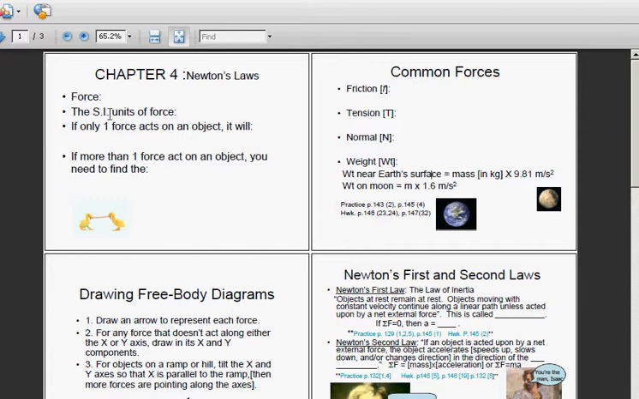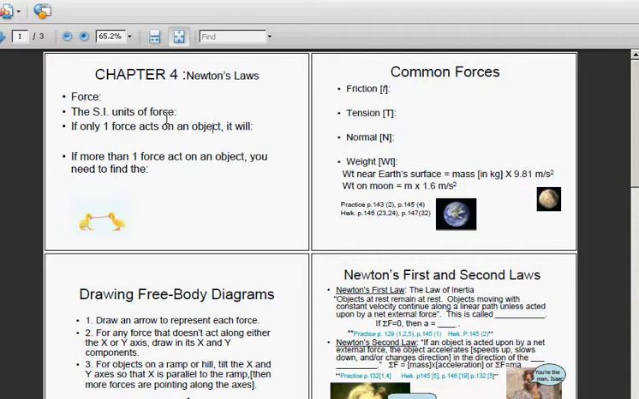Real quick, force is basically mass times acceleration. It's some mass that's accelerating. If you have a car that's just not moving, it's not accelerating, so it's not putting any force on you. If it's got the gas pedal held down, you're going to feel it. SI units of force are newtons. If only one force acts on an object, say you push a marble, it's going to accelerate, it's going to move.